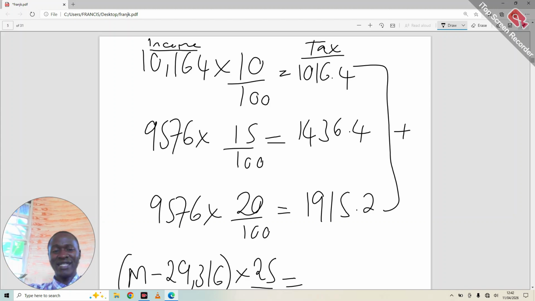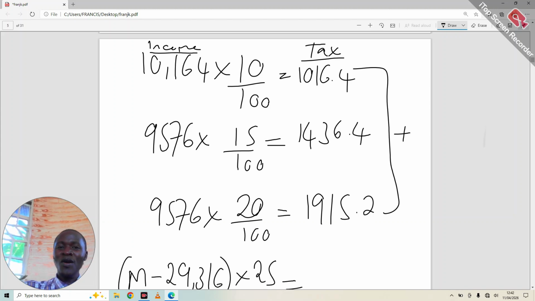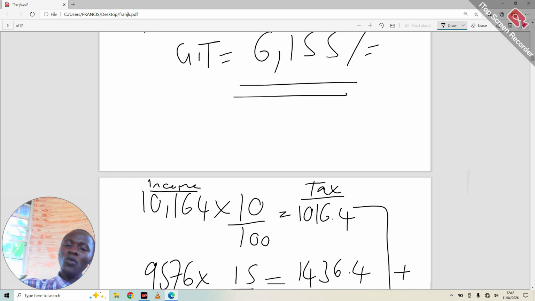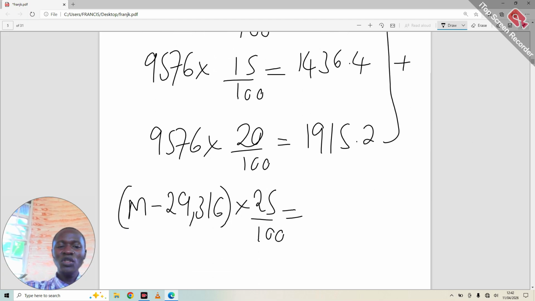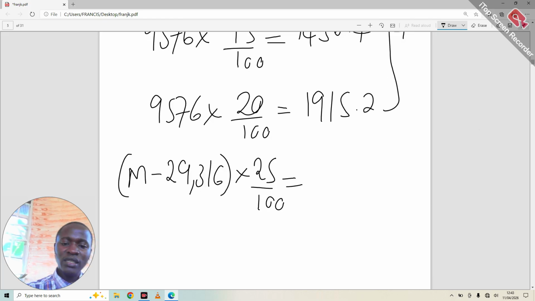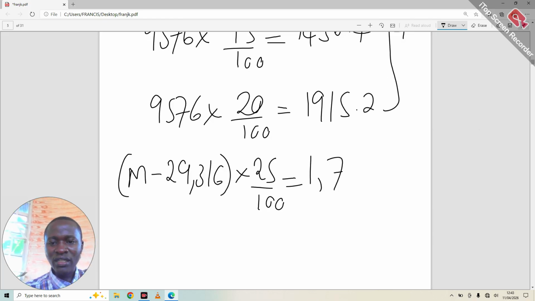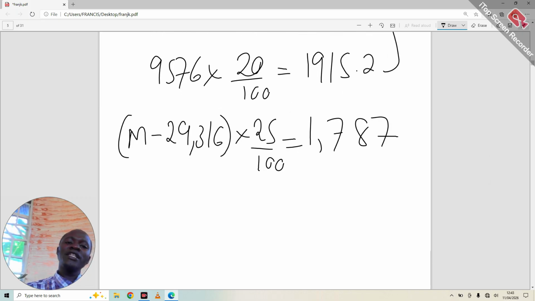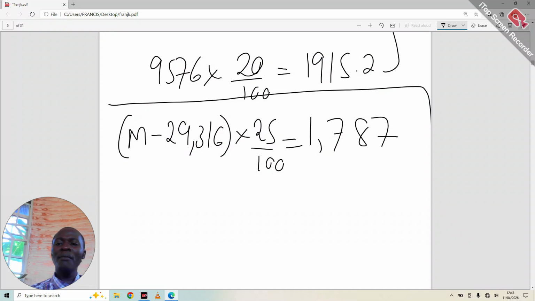But remember, our gross tax was what? 6,155. So what is it remaining from 6,155? If we subtract that part, we are having 1,787. So reaching this point, we are getting the value M, which is our taxable income. I don't think that part is difficult.